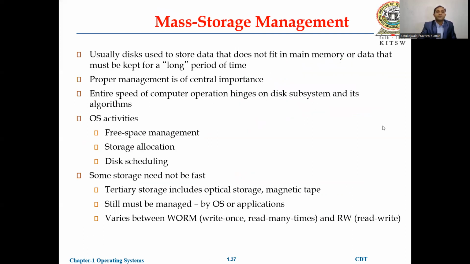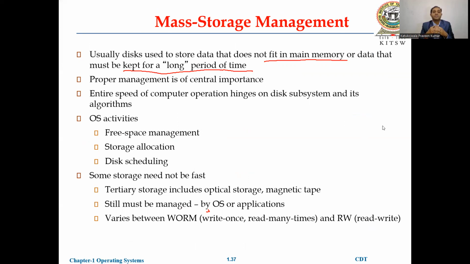So, mass storage management. Usually a disk is used to store data that do not fit in main memory, or data that must be kept for a long period of time. Generally, you will store all the data which you use for a long period of time in your hard disk. So proper management is of central importance because you have to give security for that. The entire speed of computer operation hinges on the disk subsystem and its algorithms.